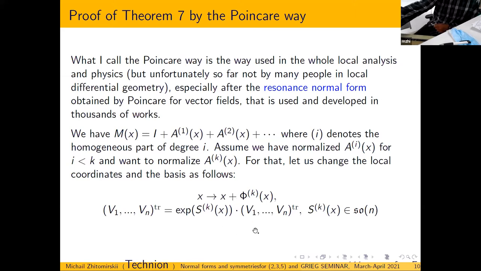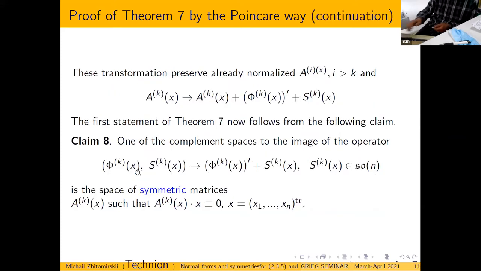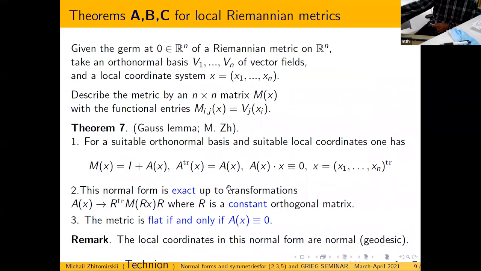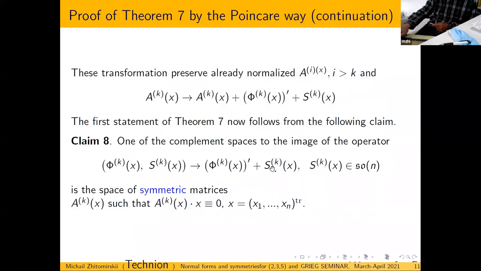And it is clear that this transformation will preserve what, by our assumptions, we have already normalized, all homogeneous parts up to degree K. And how will the homogeneous part of degree K change? It is very important that it will change in a linear way, namely in this way. Here is an N by N matrix, which is the Jacobi matrix, the matrix of first order derivatives. And now, in order to prove this theorem 7, we have to prove at least the first statement of theorem 7. So what is the first statement? This normal form, these two conditions on the matrix A of X.